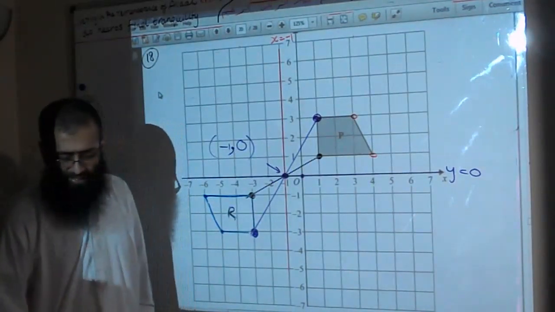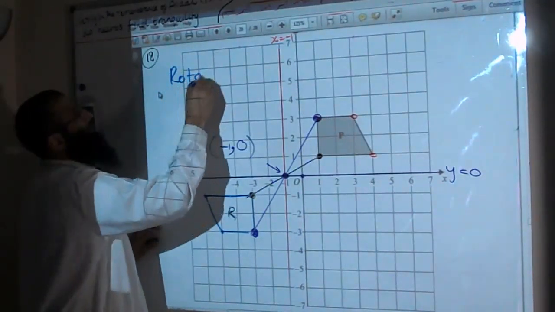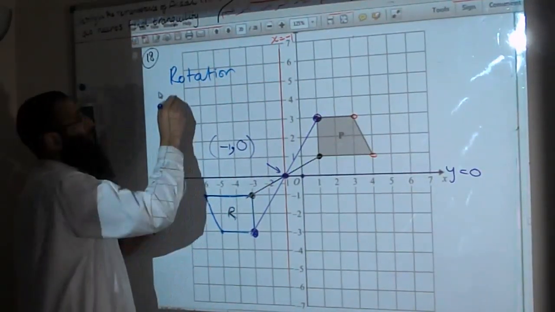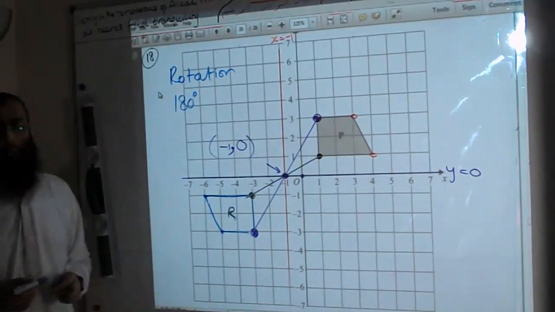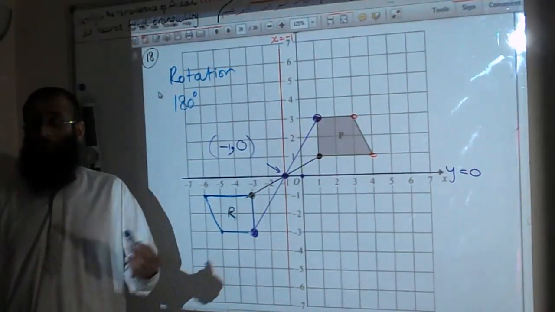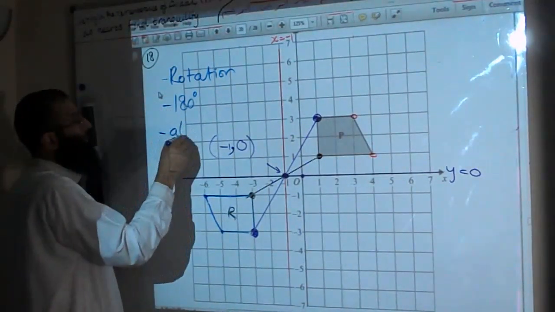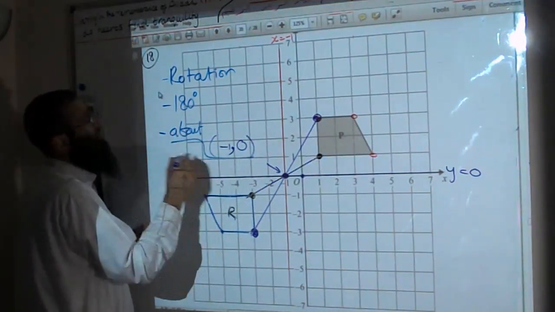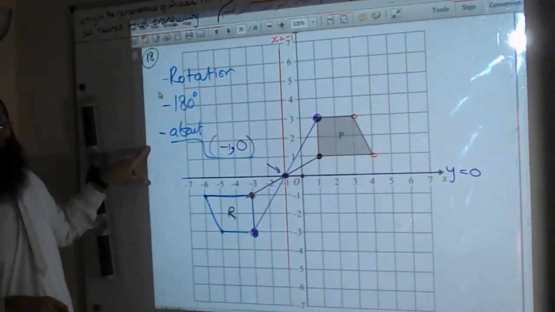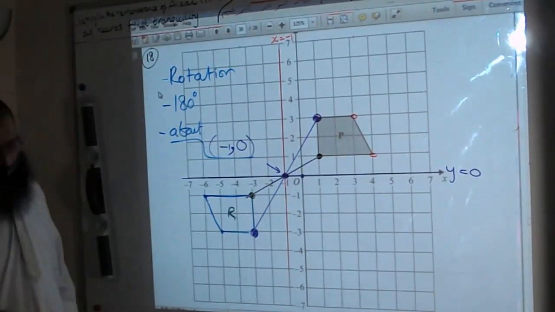The question goes, describe fully the single transformation that maps this to that. So the first one we're going to write down is a rotation. This shape has been turned all the way around. Rotation, how many degrees? 180. Now, if you write 180, do we need to write down clockwise or anti-clockwise? No, because it doesn't matter if you go clockwise or anti-clockwise, it's the same. Half done. Rotation, 180, and where is the rotation about? -1, 0. Done. That question has 3 marks for it. It's a rotation, it's a 180 degrees rotation, and about (-1, 0). So that will give us the answer for that.